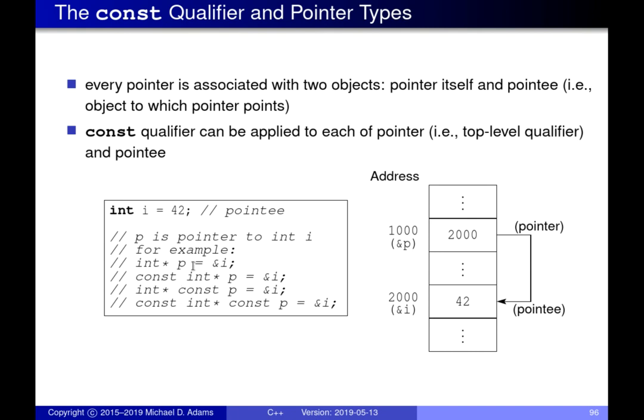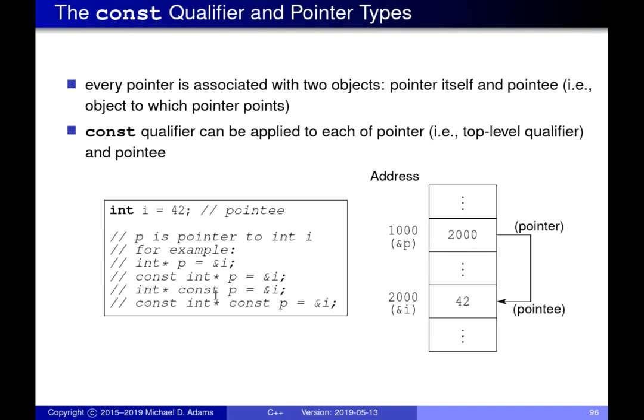So if we look at these, in the first case, we're allowed to change the pointer value itself, and we're also allowed to change the thing it points to, because neither one of these things has been flagged as const. In the second case, we have a pointer to an integer that's constant. In this case, the pointer itself can be changed. We can make the pointer point wherever we like, but we can't change the pointee, because the pointee has been flagged as const. It points to a constant integer, an integer that we are not allowed to change.